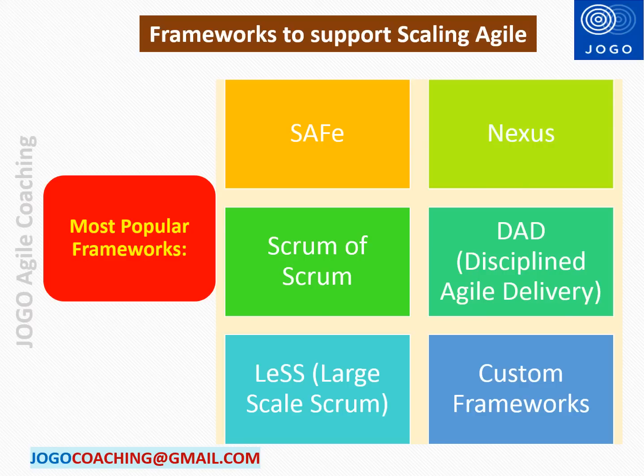The second popular framework used in the industry for the scaling Agile is Scrum of Scrums. Scrum of Scrums is the lightweight framework to enable the scaling Agile with multiple Scrum teams. The third popular framework used by the companies is LeSS, Large Scale Scrum. The fourth popular framework is Nexus. The fifth one is DAD, that's Disciplined Agile Delivery.